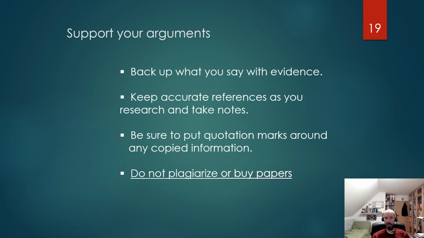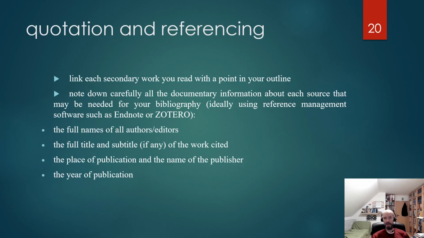To be able to back up what you say with evidence, which is of course very important, you need to keep accurate references as you do your research or take notes. Any information you quote needs to be put in quotation marks, and of course you shouldn't plagiarize or buy papers. Now, ideally, you should link each secondary work that you read with a point in your outline and note down carefully all the documentary information about each source, which you will later need for your bibliography. And of course, using reference management software makes that a lot easier.